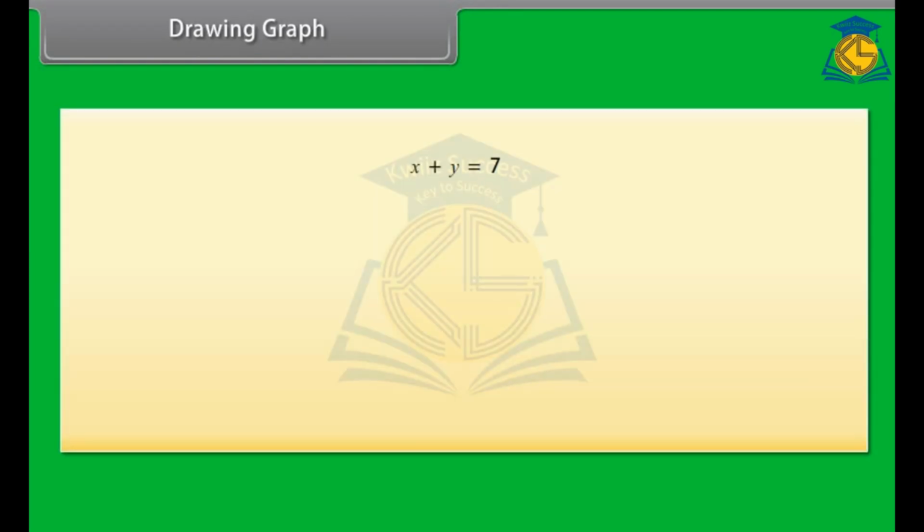Drawing graph. Let us now draw the graph of this equation: x plus y is equal to 7. We know that to draw the graph, we need at least 2 solutions of the equation.